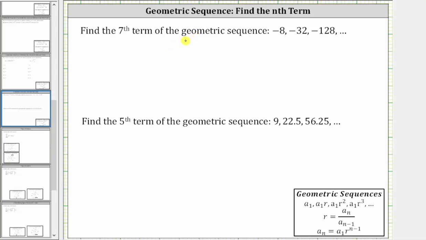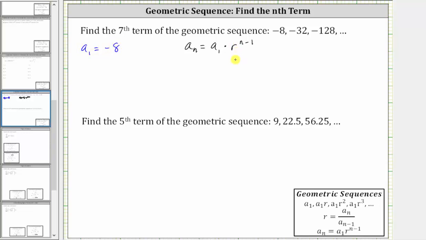We're asked to find the seventh term of the geometric sequence -8, -32, -128, and so on. Because we have a geometric sequence, we can determine the seventh term using the formula a sub n equals a sub 1 times r raised to the power of n minus 1, where a sub 1 is the first term, and therefore a sub 1 is -8.